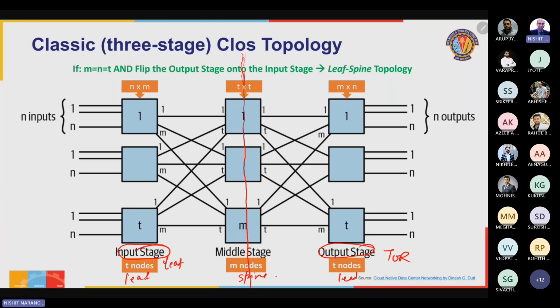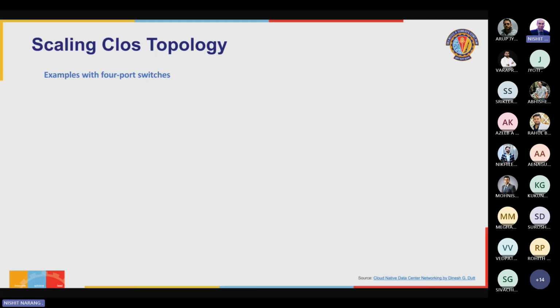And the redundancy exists, right? So every leaf is connected to every spine. That's what we said in the leaf spine topology. Every leaf connects to every other spine. That becomes true when I say M is equal to N is equal to T. I treat the input and output stage as leaf, the middle stage as a spine. The classic Clos topology translates into a simpler leaf spine topology. Okay? So this is what we use as a building block in our modern data center.